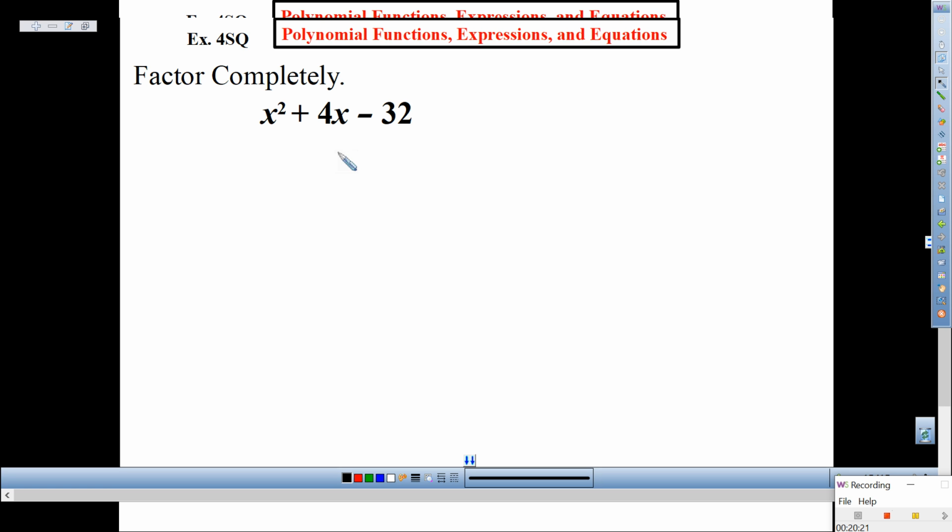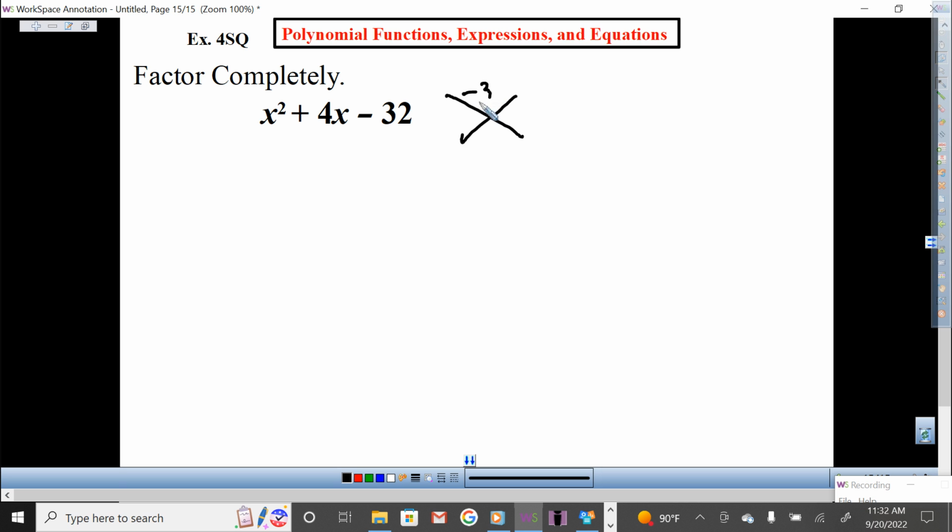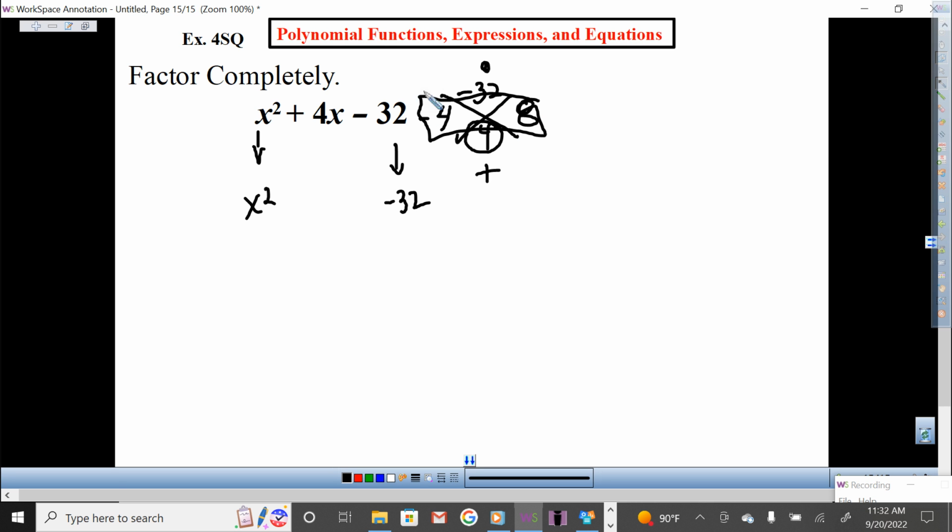I'm not going to use any colors, just to go a little more expeditiously. So standard form, yes. GCF, no. Negative 32 on top, positive 4 underneath. Factors of 32 that add up to 4. That's 4 and 8. One of them has to be a negative. What sign is this 4? It's positive. That means the 8 is positive and this one's the negative. Therefore, bring down the x squared, bring down the negative 32, and these two will replace the 4x. So I'm going to write negative 4x plus 8x.